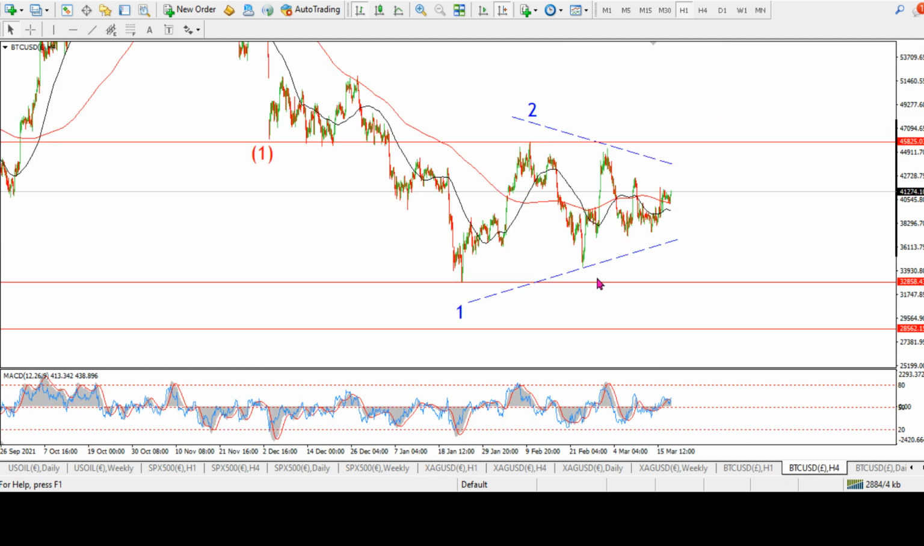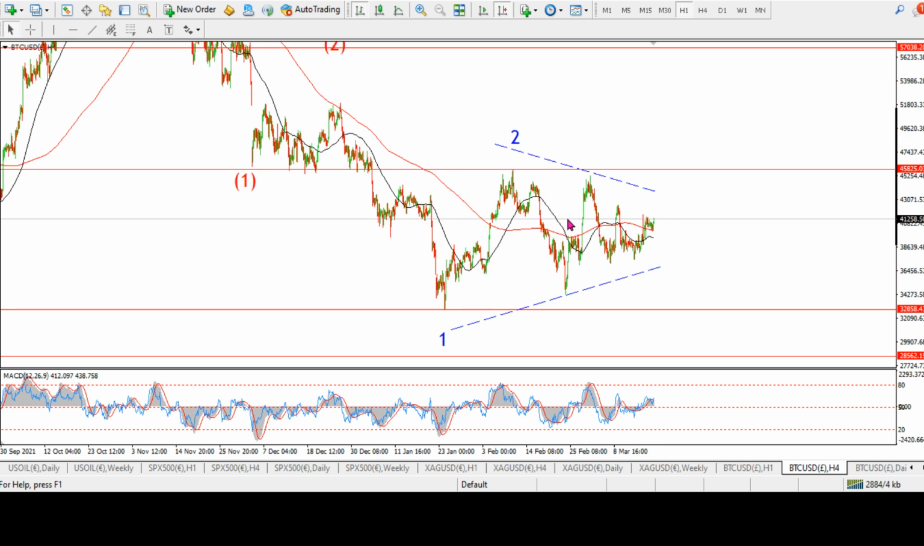Let's get into Bitcoin. Excuse me. I'm toying with the idea of a possible triangle building here. There are two legitimate ways to view this right now. Triangle is one of them. That's seen best on the 4-hour count here. So this could be a fourth wave of a wave 1 down. So keep that in mind.